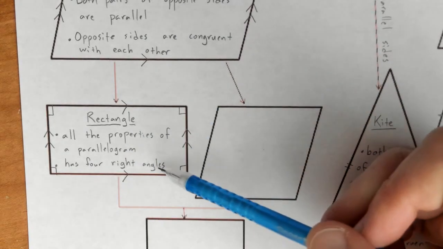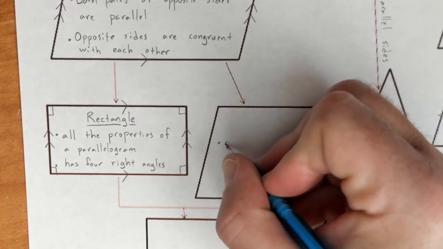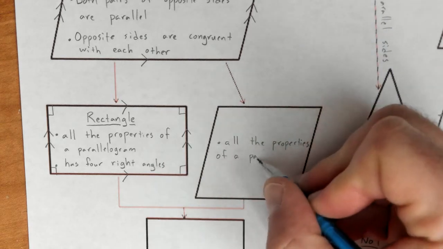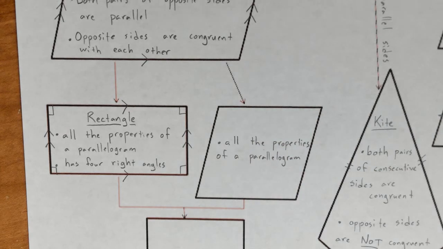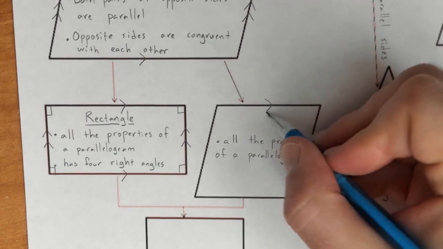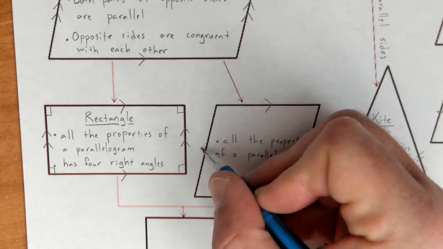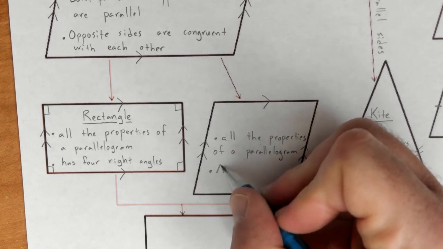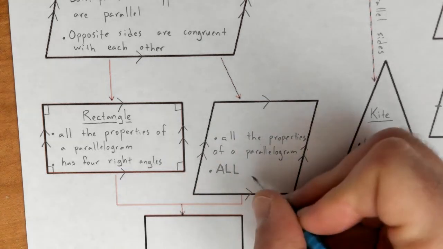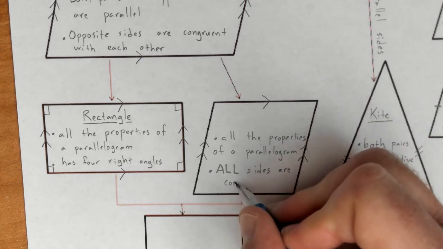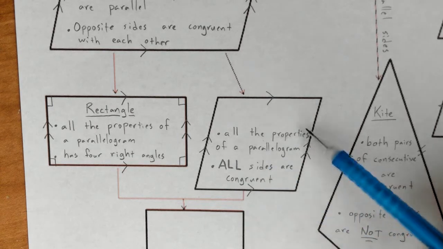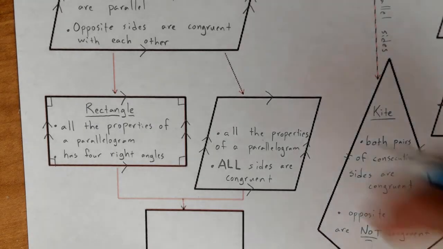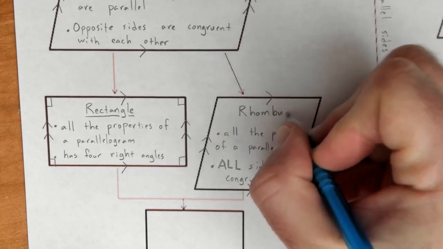Now, instead of adding right angles, let's say I take a parallelogram. So it's a parallelogram, that means it has all the properties of a parallelogram. But this time, in addition to having two pairs of parallels, in addition to having opposite sides congruent, all sides are congruent. That means not only are opposite sides congruent to each other, they're congruent to everything. So this is exactly the same as this, exactly the same as this, exactly the same as that. They are all identical. This type of parallelogram is a rhombus.